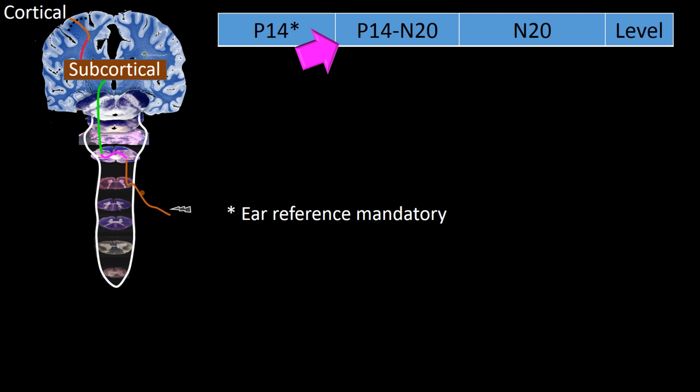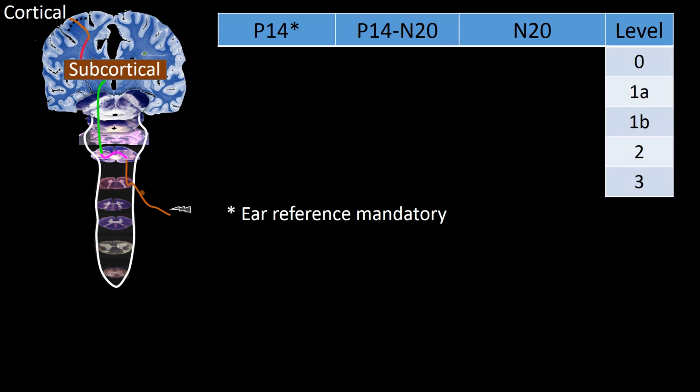The other parameter used is the P14 to N20 interval. This interval is classified as normal, prolonged, or unobtainable because of the absence of either P14 or N20. And the third parameter is N20, described as normal, abnormal, distorted, or absent. This classification has 5 levels.